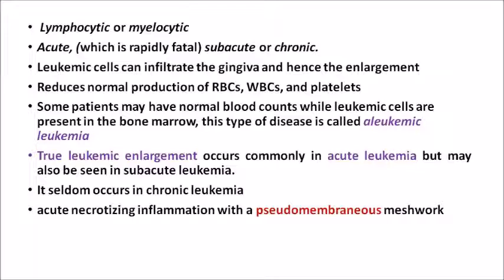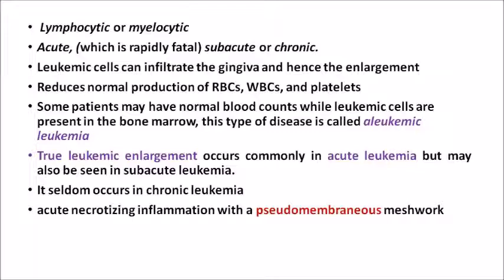Some patients have normal blood counts while leukemic cells are present in bone marrow. This condition is called aleukemic leukemia. Usually, the leukemic cells infiltrate the bone marrow, the blood and the other organs so that there are no normal blood counts. In some situations, the patient shows normal blood counts and this is called aleukemic leukemia.